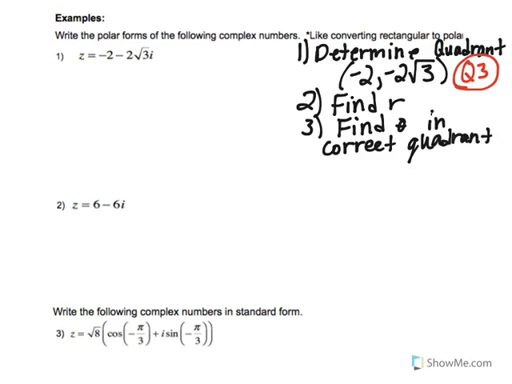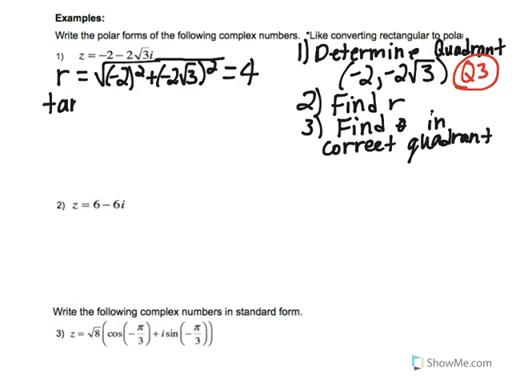So we'll do r is equal to the square root of negative 2 squared plus negative 2 root 3 squared. That's going to equal 4. And I'm going to go quickly through the calculations for that stuff. You can always go back and check that with your calculator. And then we'll do tangent theta equals y over x, just like we did before. So this kind of comes full circle and brings us back to what we did at the beginning of the unit. Now here's where you have to be careful.